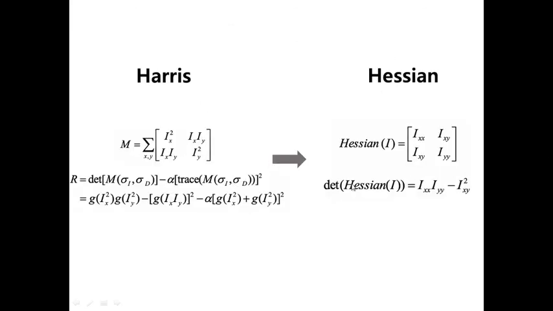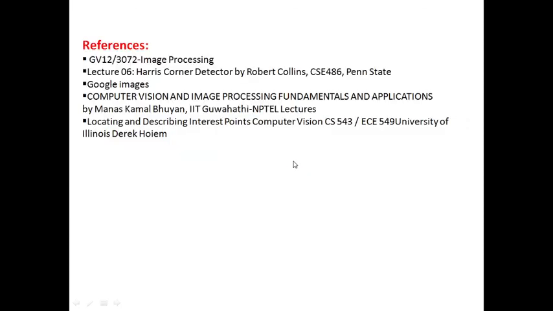Okay, the same thing is mathematically represented in this slide. Here it is Ix and Iy, and Ixy. The difference you have to notice here is that Ixy is the mixed partial derivative in the x and y directions, that is, the partial derivative with respect to x times the partial derivative with respect to y. Okay, so this is about the Harris and Hessian corner detectors.